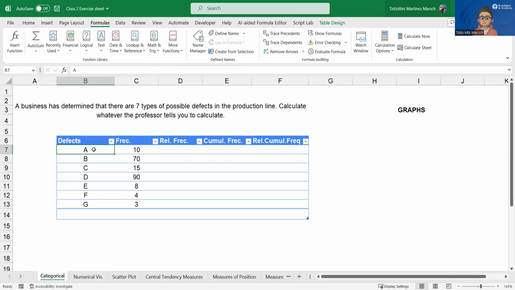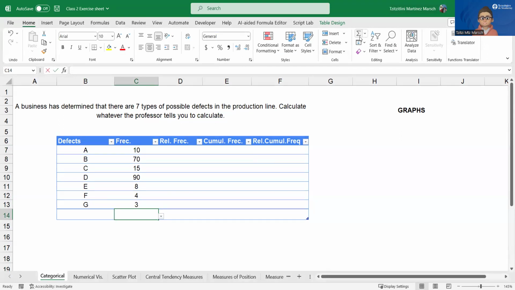And for example, for defect A, we have 10. For defect B, we have 70. So the relative frequency is very, very simple. We need to figure out first how much data we have, or how many defects specifically in the production line we have. So what we're going to do is sum this one, since it's already in the table format. We can sum it up. Okay, this is the auto sum, or you can go up here, click on it, and say sum.